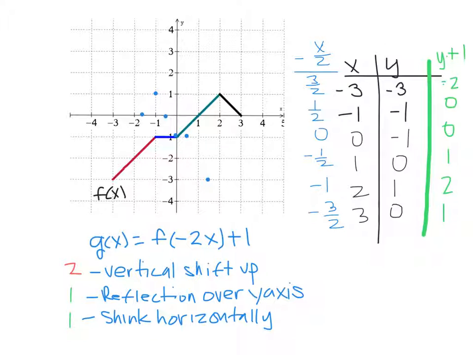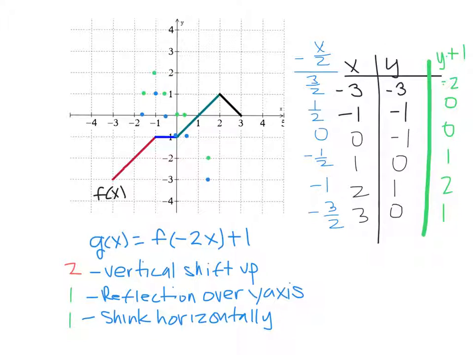Okay, so we take each of those blue points that we put and we move it up 1. So we have negative 3 halves, 1. And then we've got a negative 1, 2. And negative 1 half, 1. 0, 0. Then 1 half, 0. And 3 halves, negative 2.